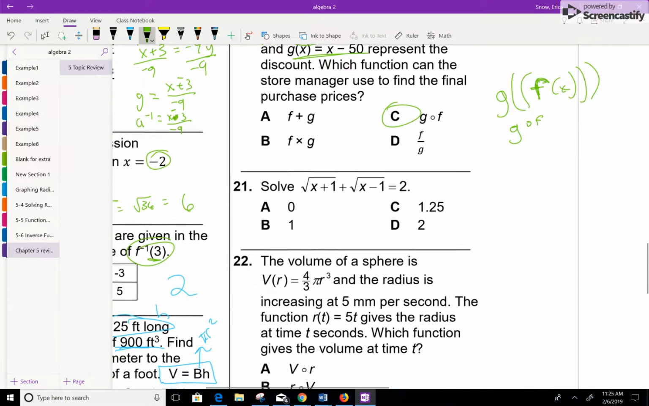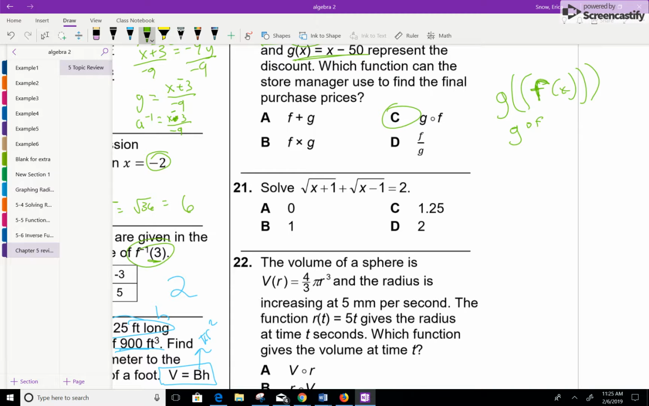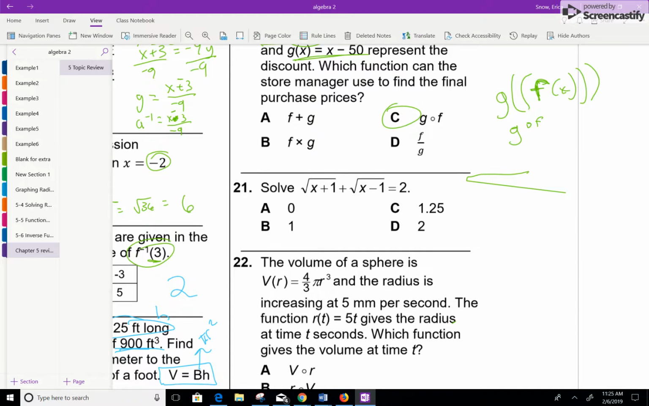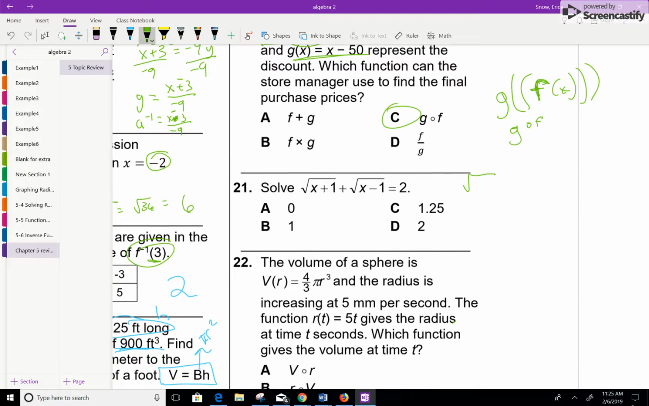or g circle f. Okay, 21 is another lovely little problem. So what we're going to do with this is we're going to decide which one of these we want to move to the other side. And it doesn't really matter. So we're going to do square root x plus 1 equals 2 minus the square root of x minus 1. And we will square both sides. And we're going to stop there.